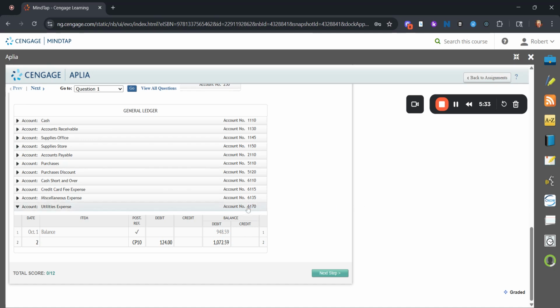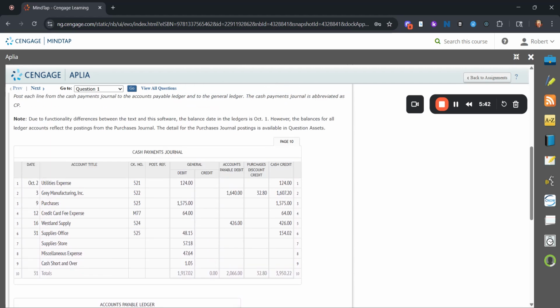So then we have the account number that needs to go back up to the journal. 6140 for utility, or 6170 for utilities expense. So we'll put that back up here. So the posting reference up here is 6170.